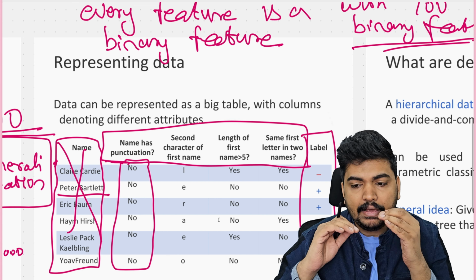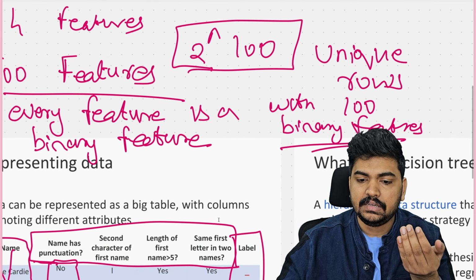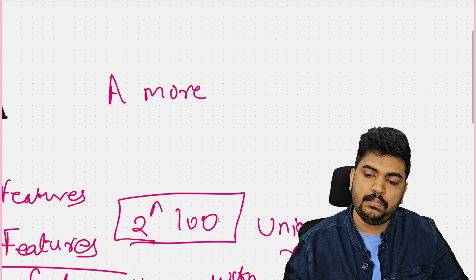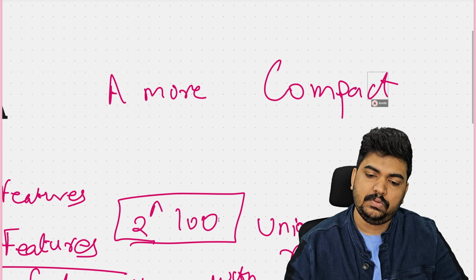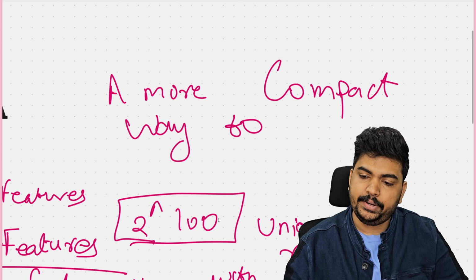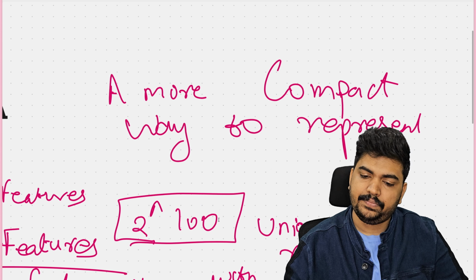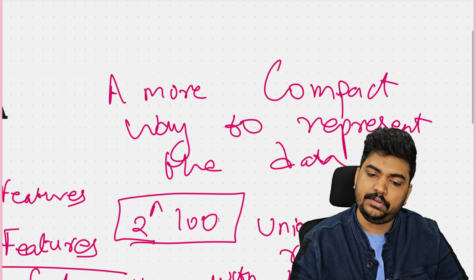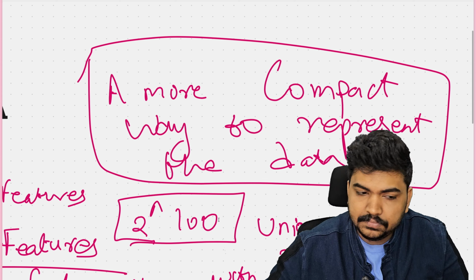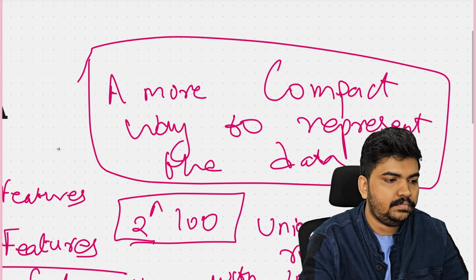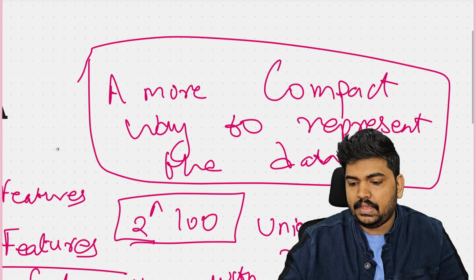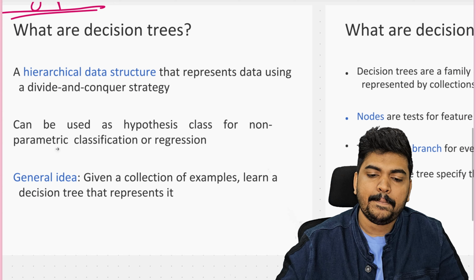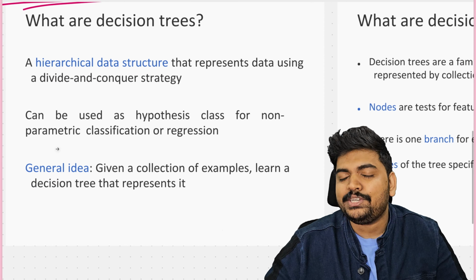Essentially, we need a more compact way to represent the data. We need a more compact way to represent the data. And probably you already know where I'm heading with this. Decision trees are here for the rescue.